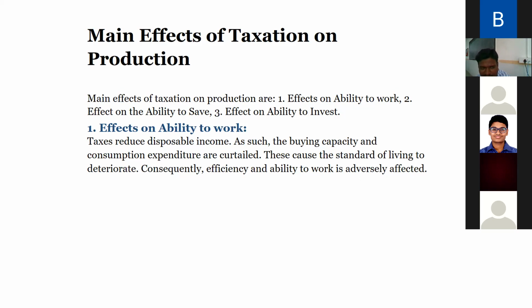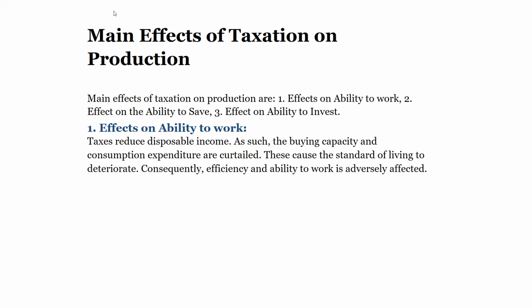Yes, sir. Okay. So this GDP is based upon the aggregate production. Any country's development is based upon their national income and GDP. That national income and GDP depends upon the production. And this production is affected adversely when the taxation is more, and it is impacted positively when there is a relaxation in taxation. You got it?